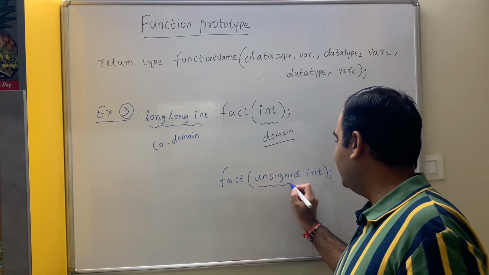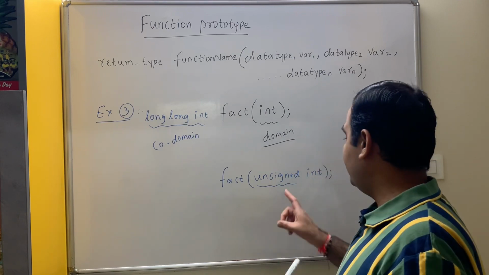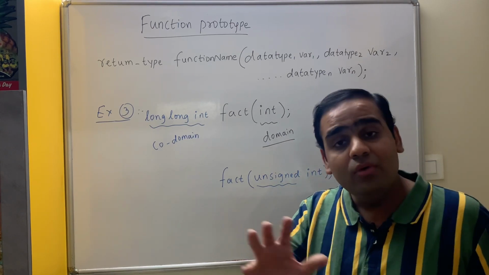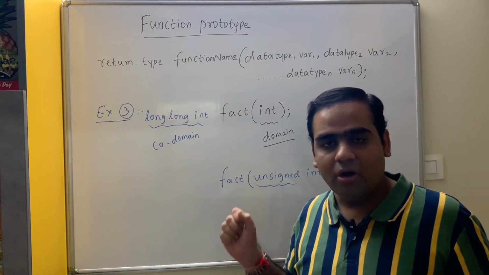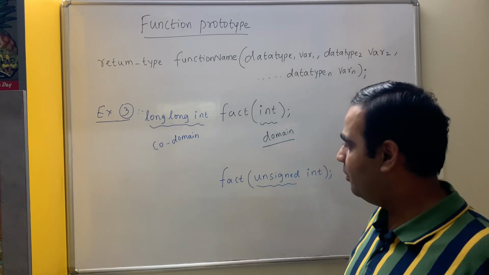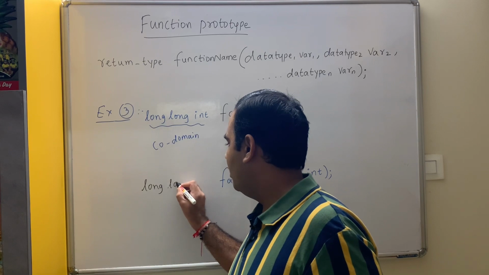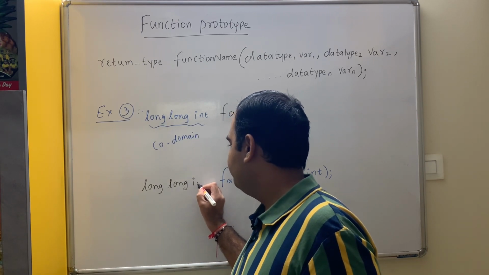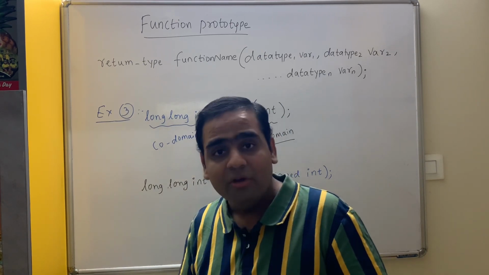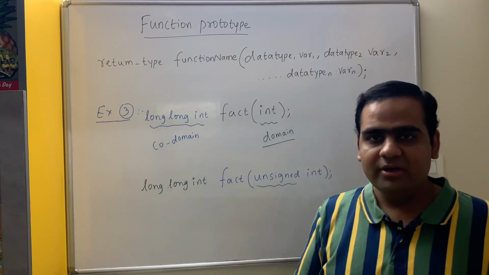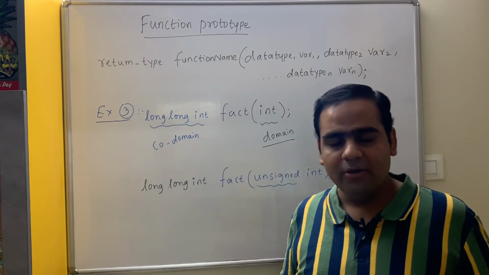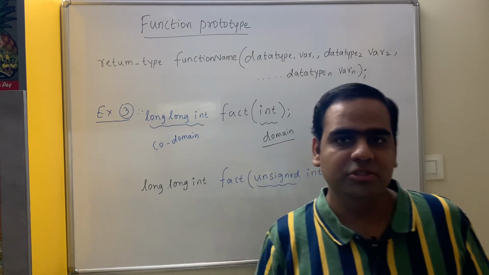Now this unsigned is a keyword. Now unsigned int means it takes only positive numbers. It does not take any negative numbers as input and it returns the answer in the form of long int. I hope that you have understood it. Please pause the video and make a note of it. We'll see some more examples. Thank you.